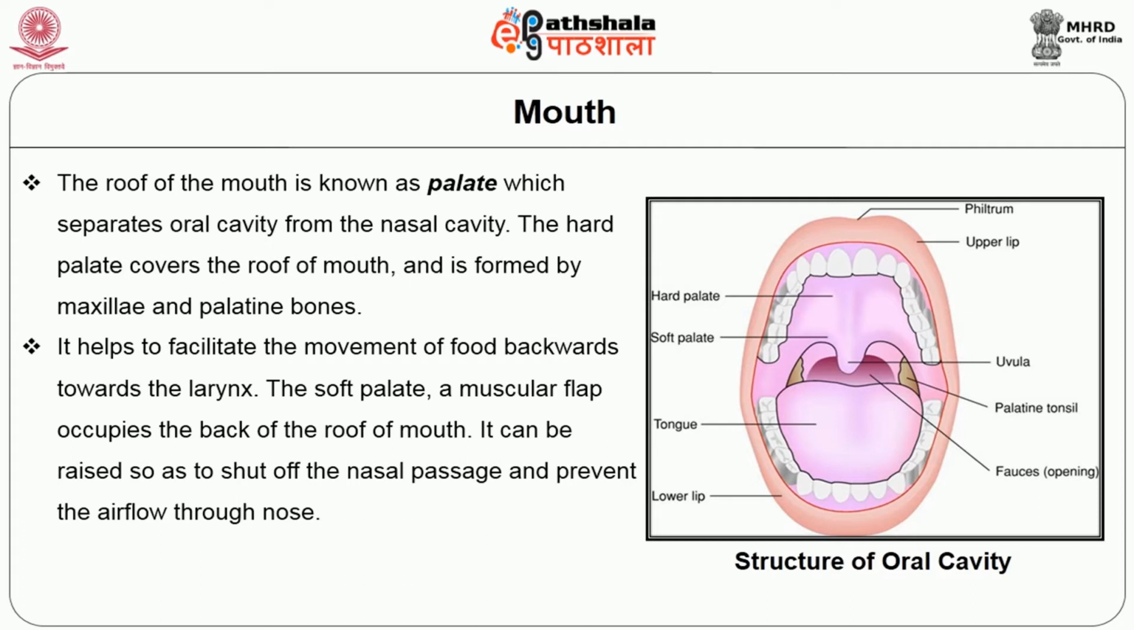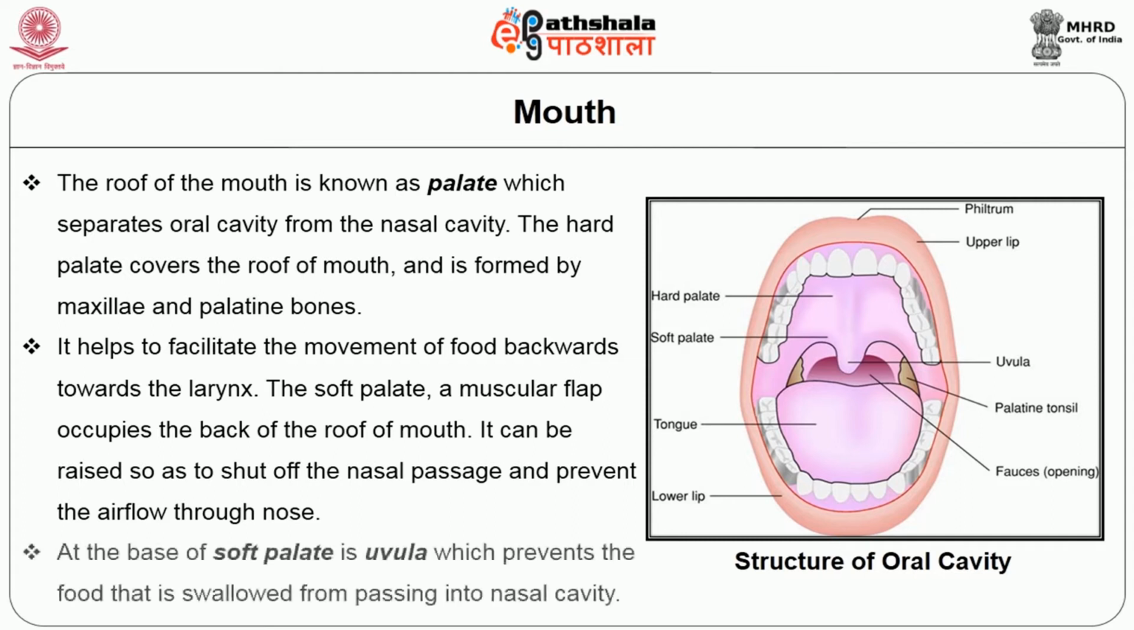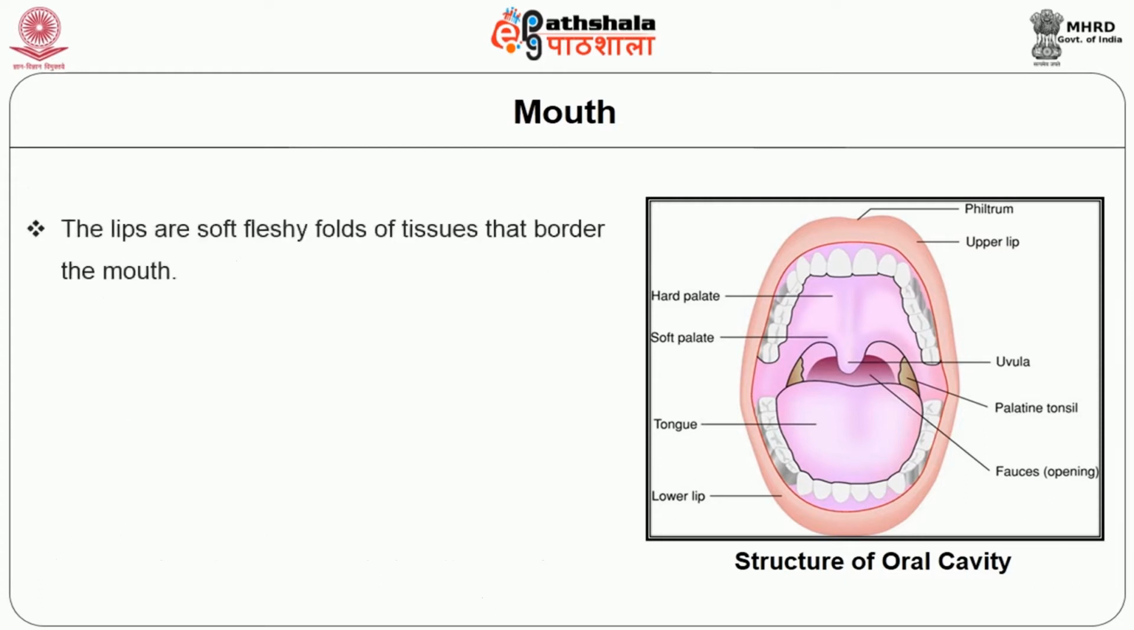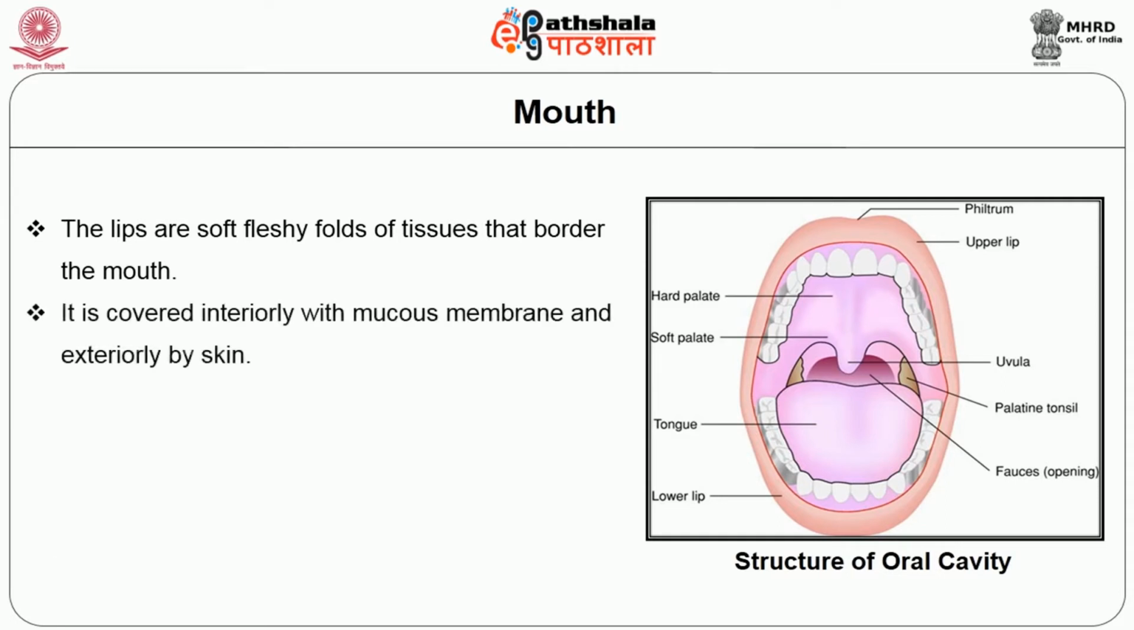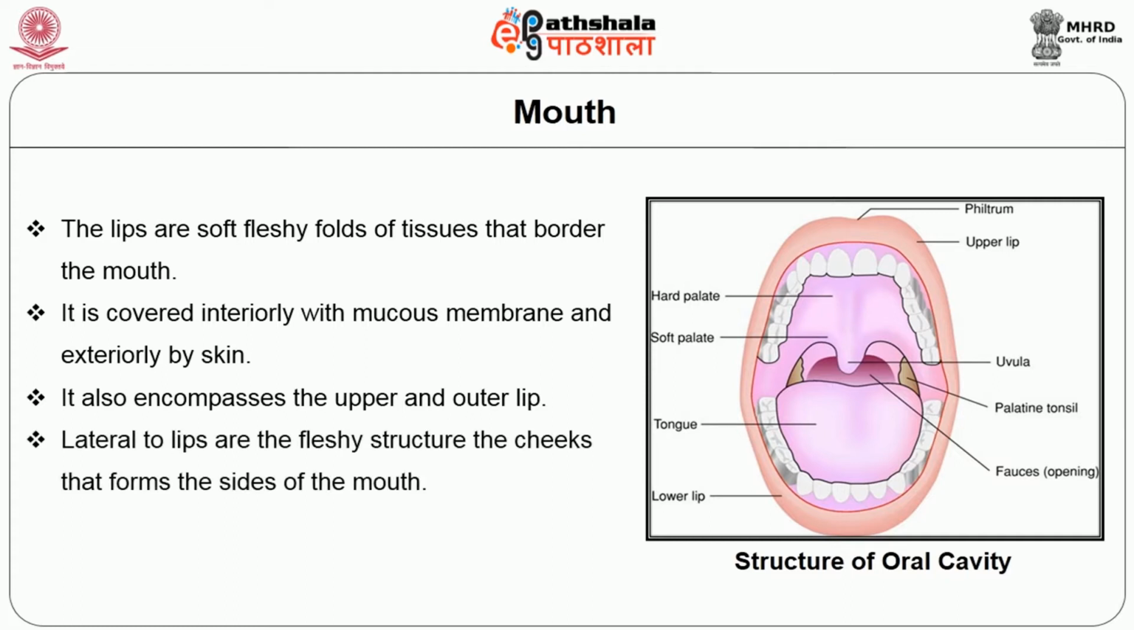The soft palate, a muscular flap, occupies the back of the roof of the mouth. It can be raised so as to shut off the nasal passage and prevent the airflow through the nose. At the base of the soft palate is the uvula, which prevents the food that is swallowed from passing into the nasal cavity. The lips are soft, fleshy folds of tissue that border the mouth, and they are covered interiorly with mucous membrane and exteriorly by skin. It also encompasses the upper and outer lip. Lateral to the lips are the fleshy structures, the cheeks, that form the sides of the mouth.